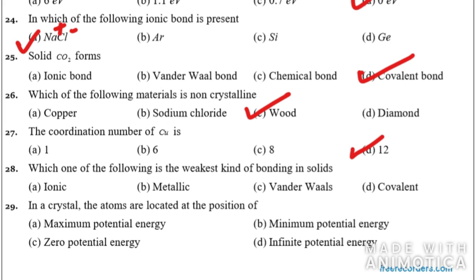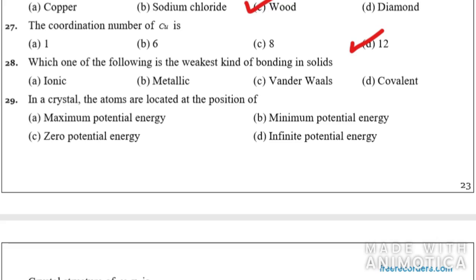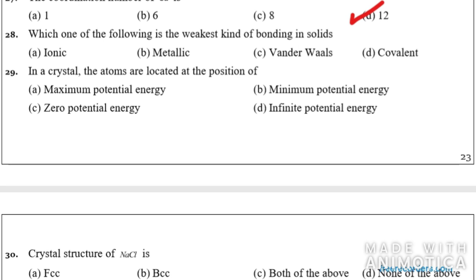So copper is 12. Which of the following is the weakest kind of bonding in solids? Ionic, metallic, van der Waals, covalent. So the weakest one is van der Waals. In a crystal, the atoms are located at the position of: maximum potential energy, minimum potential energy, zero potential energy, infinite potential energy. So in a crystal, the atoms are actually located at the position of minimum potential energy.